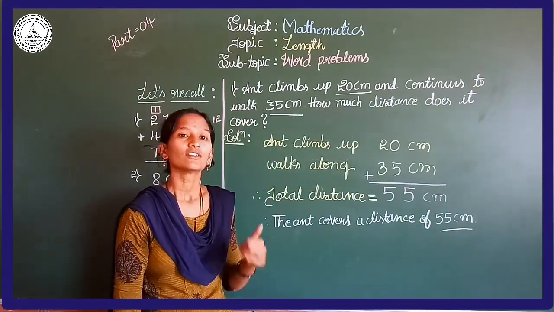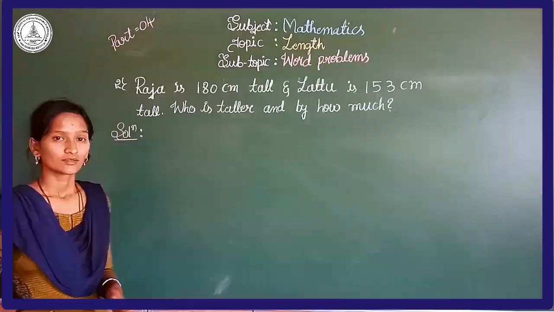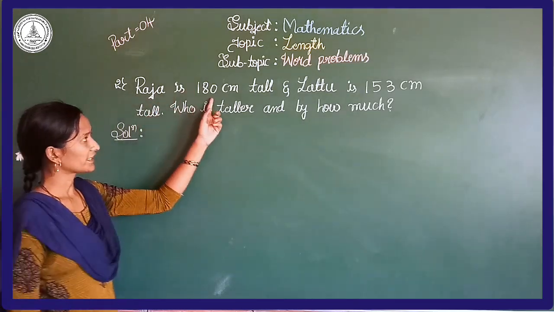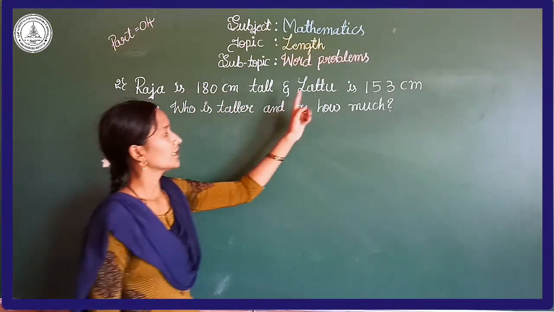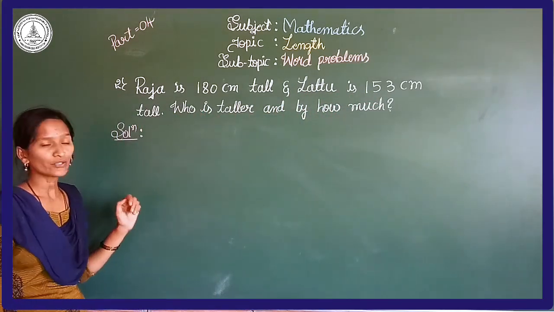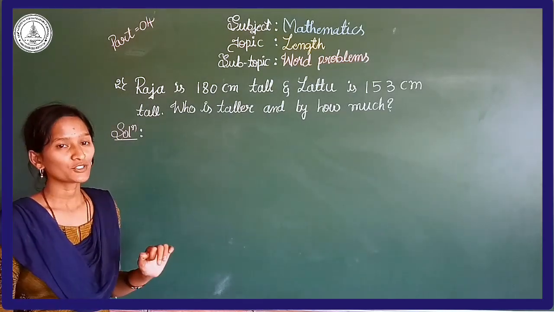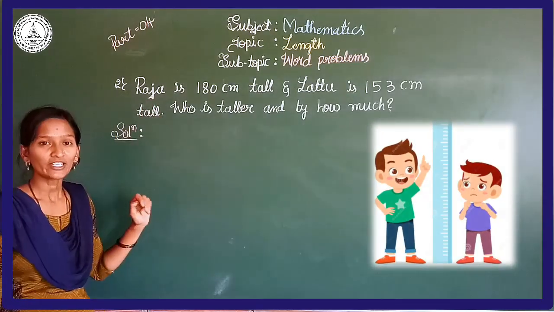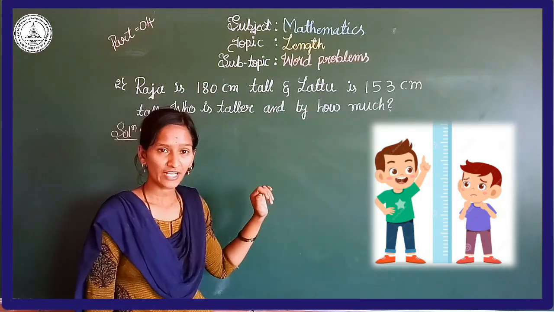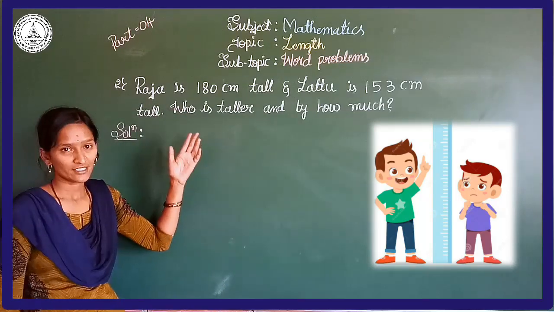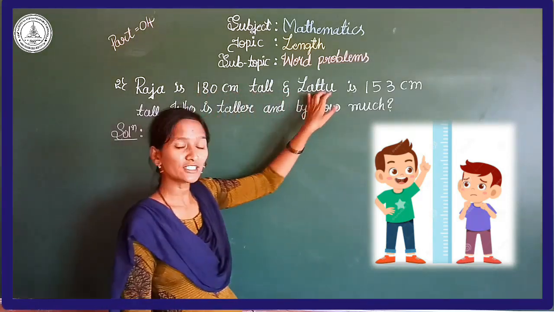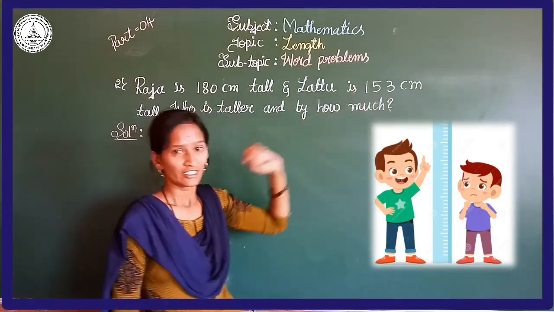Okay. Students, now I will move to the next problem. Now come to the second one. Raja is 180 centimeter tall and Lattu is 153 centimeter tall. Students, here are two boys. The first boy's name is Raja, and the second boy's name is Lattu, right? Here they gave their heights. Raja's height is 180 centimeter and Lattu's height is 153 centimeter, right?